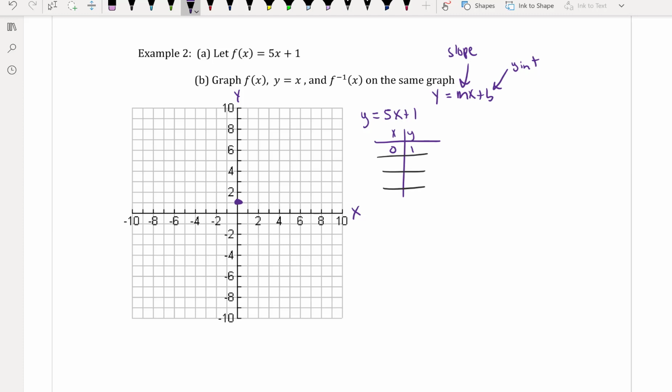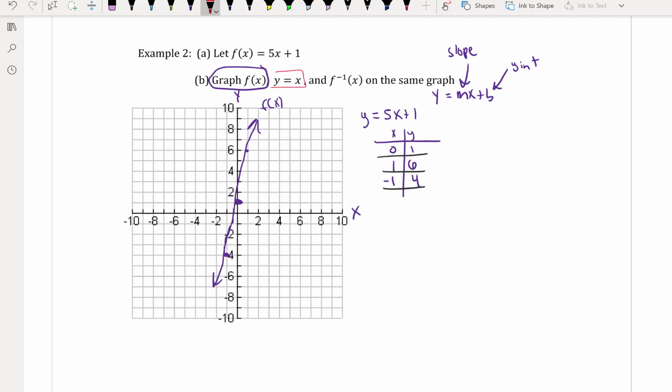So 1, 2, 3, 4, 5 up and to the right 1. So it looks like that ordered pair is 1, 6. Now if I go the opposite way, I can go down 5, 1, 2, 3, 4, 5, and to the left 1. So it would be at -1, -4. And so I can draw my graph. And sorry, I don't have a ruler, so it doesn't appear to be straight, but it should more or less look like this, okay? So therefore, I have drawn my graph f of x.